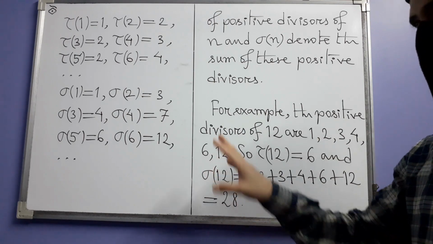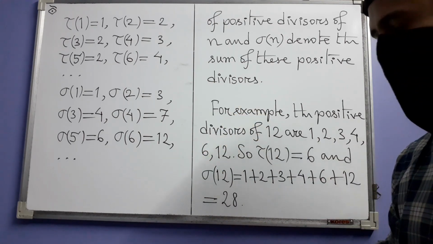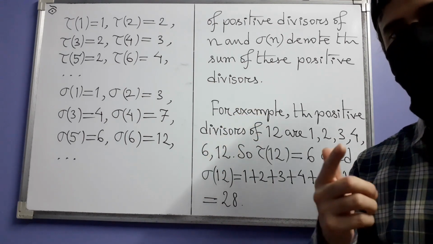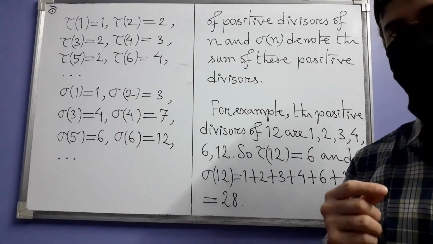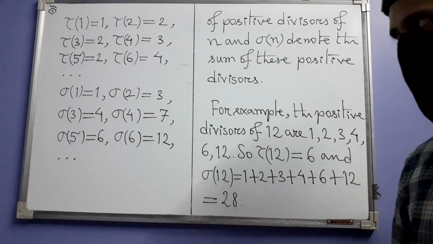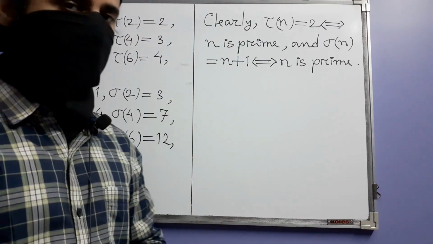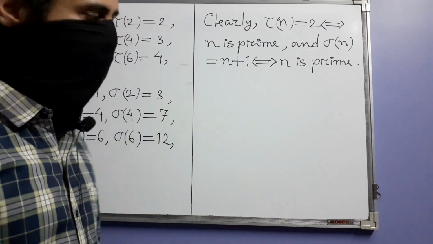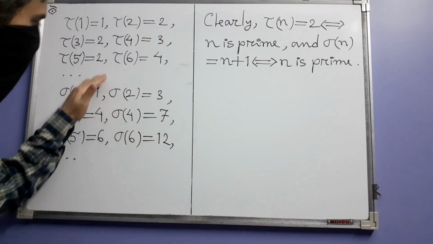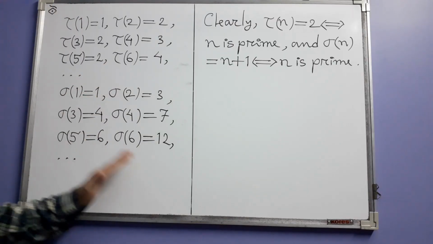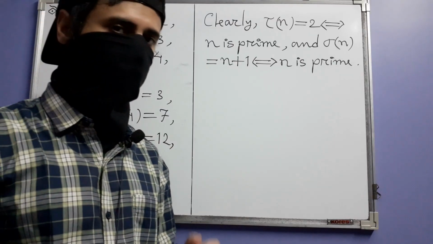So from this we have that observation that we can instantly say what the tau and sigma values of a prime are. So let's write that down. This is the observation that is clearly true, which we have got from these first few values of these two functions.